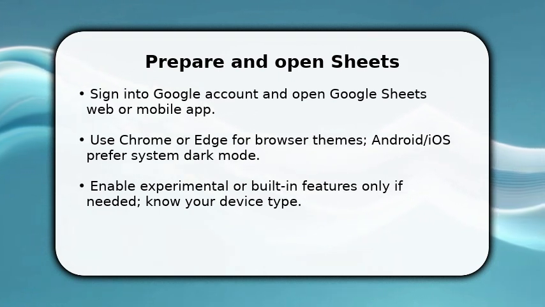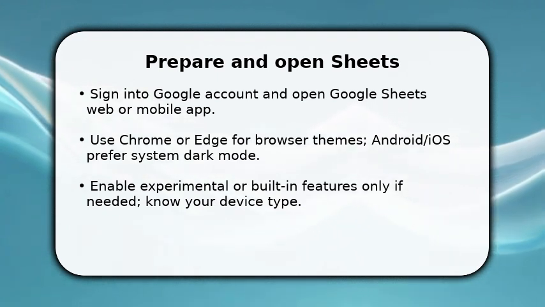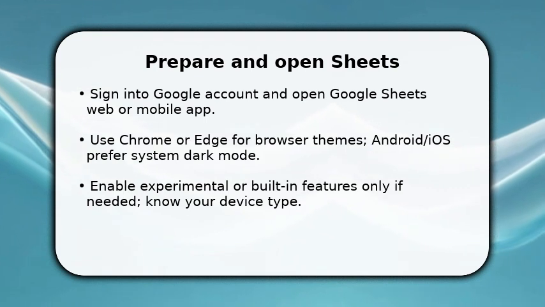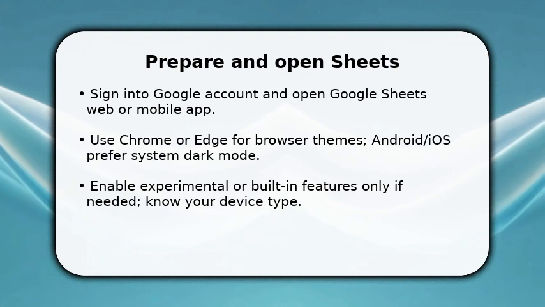Once done, locate the Sheet Settings menu, top right on Web, App menu on mobile. Make sure to close other windows to see changes clearly. That avoids cached color conflicts and prepares you for the actual dark mode switches coming next.